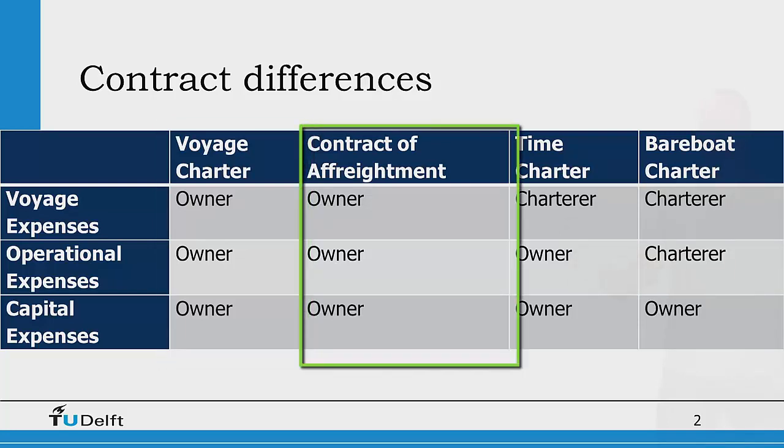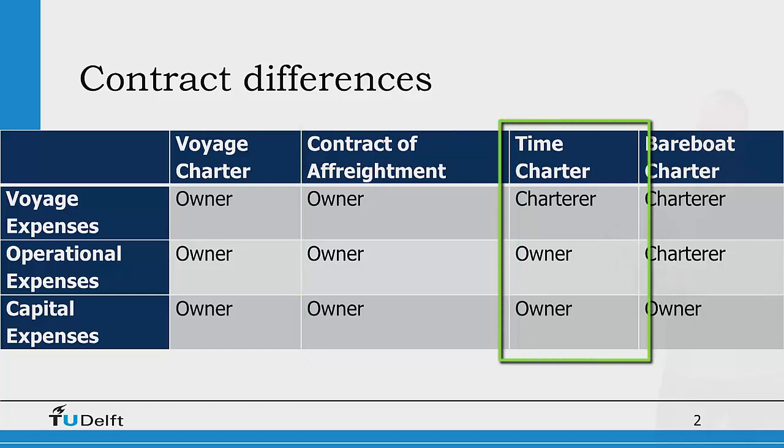A contract of affreightment is basically the same contract. However, this time it's not for one trip from port A to port B for a certain size of cargo, but it's for multiple trips within the period of 1 year. These trips are spread out over the year with a fixed interval, so it could be every 8 weeks going from port A to port B with the same amount of cargo. The costs, of course, are still the same and they are carried all by the owner.